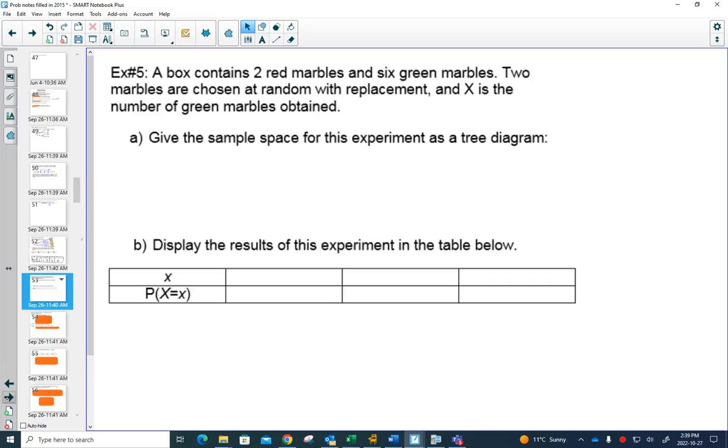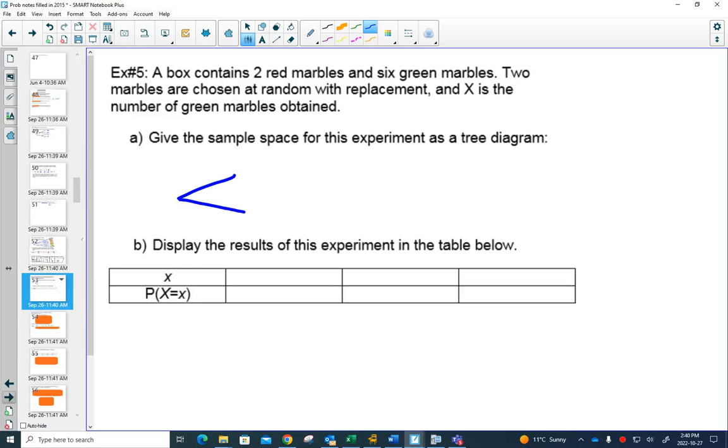A box contains 2 red marbles and 6 green marbles. Two marbles are chosen at random, with replacement being important. So once you pull out a marble, you look at its color, then you put it back in, then you pull out a second marble. And X is the number of green marbles obtained. We can draw a tree diagram for this.